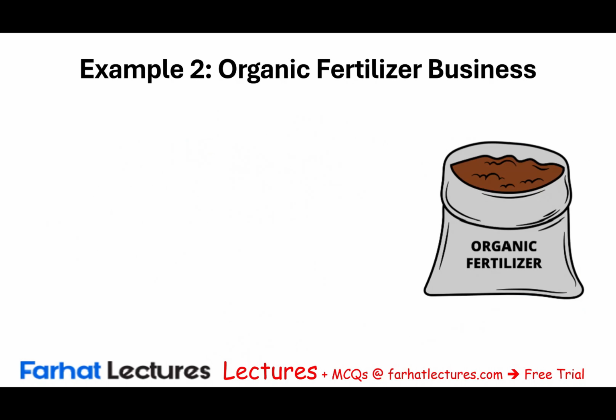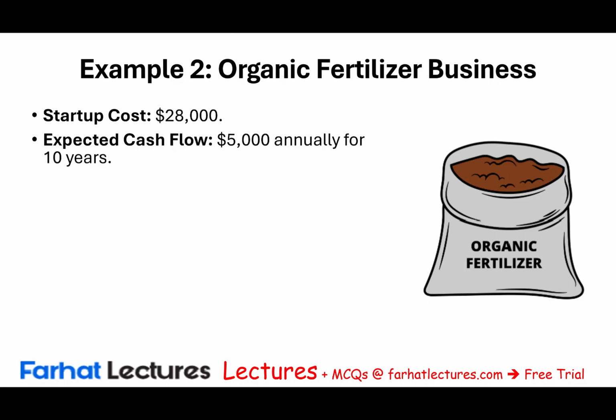Let's look at a little bit more involved example. Let's assume you started a startup organic fertilizer business. The startup cost was $28,000, and here's what's going to happen. When you start up this business, that's fine. It's negative $28,000 you have to invest today. And what happened for the next 10 years? 1, 2, 3, 4, 5, 6, 7, 8, 9, 10. Every year you are going to receive from this business $5,000, $5,000, $5,000.